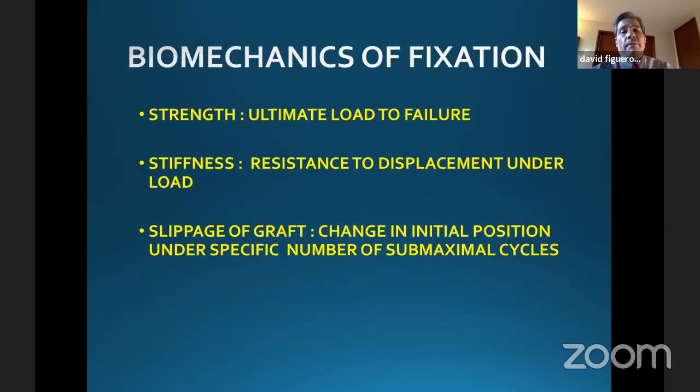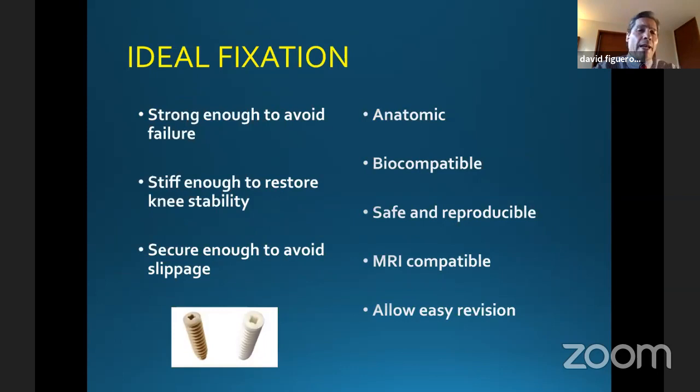Just some definitions about biomechanics of fixation. Strength is the ultimate load to failure. Stiffness is the resistance to displacement under load. The slippage of the graft is the change in initial position under a specific number of submaximal cycles. So the ideal fixation has to be strong enough to avoid failure, stiff enough to restore stability, and secure enough to avoid slippage. It must be anatomic, biocompatible, safe, MRI compatible, and allow easy revision.